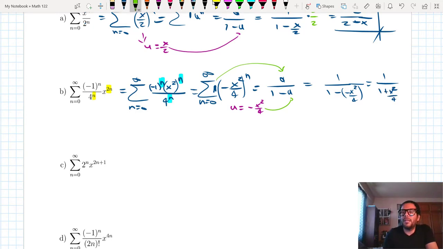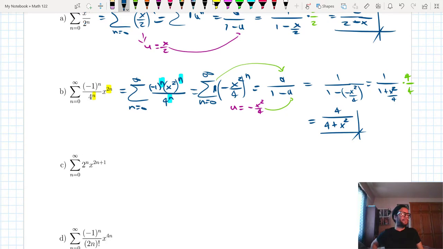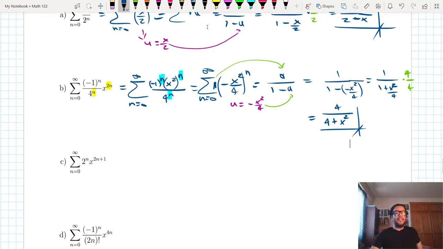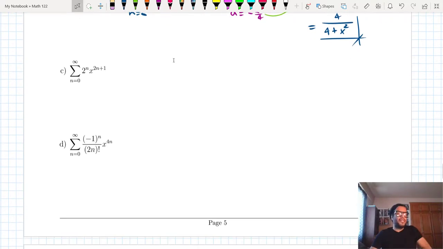You might want to multiply numerator and denominator by 4 to simplify that complex fraction. That'll give us 4 over 4 plus x squared. Okay. All right, the next one. What about the next one? Well, that one may not be that straightforward. We may need to do some work here. This one will require a little bit of work.